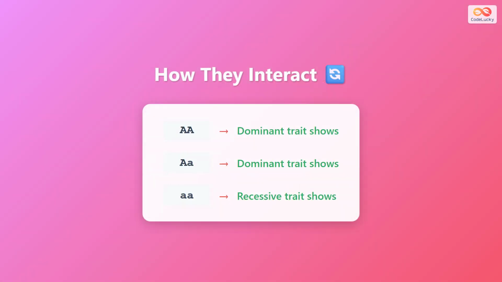Now let's see how dominant and recessive alleles interact. If you have two dominant alleles, represented as capital A capital A, the dominant trait shows. If you have one dominant and one recessive allele, written as capital A lowercase a, the dominant trait still shows because the dominant allele masks the recessive one. Only when you have two recessive alleles, lowercase a lowercase a, does the recessive trait appear. This pattern of interaction is crucial for understanding inheritance.